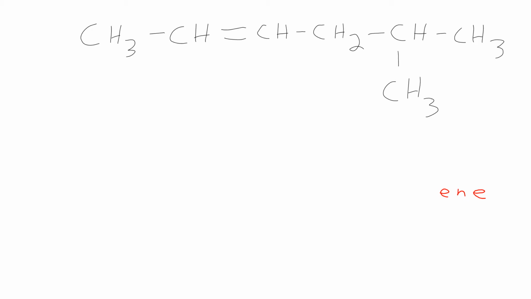Then we would be looking at how many carbons are part of that longest continuous carbon chain. So 1, 2, 3, 4, 5, 6. We would have 6 carbons in that longest continuous carbon chain. So the prefix for 6 is hex.